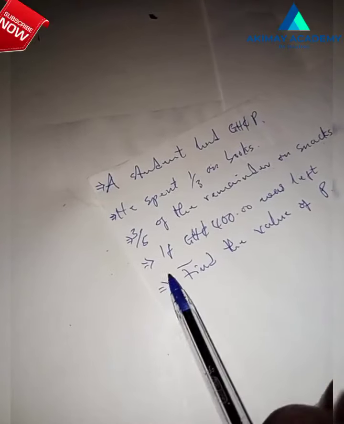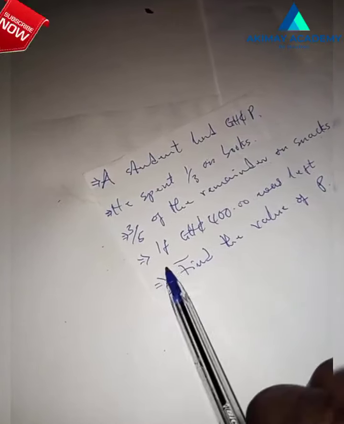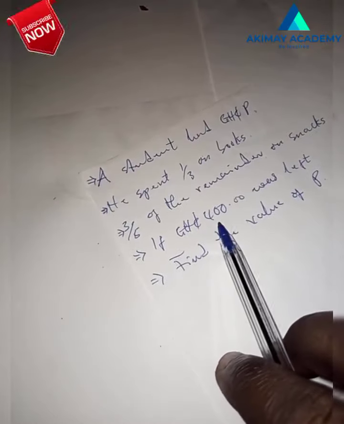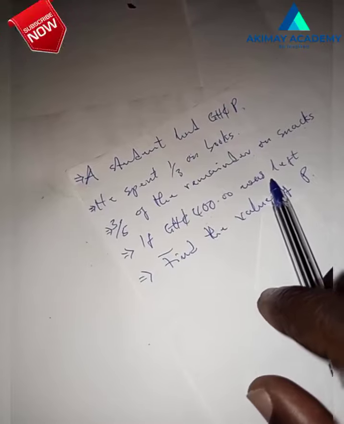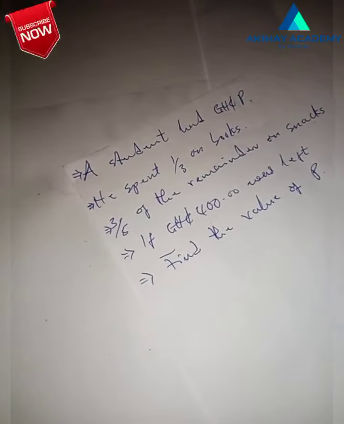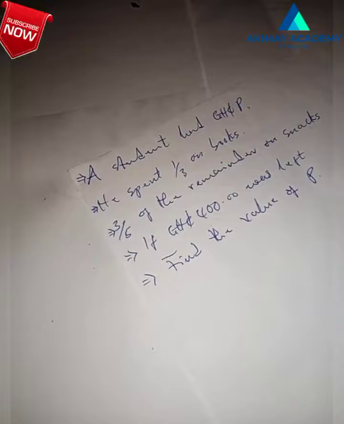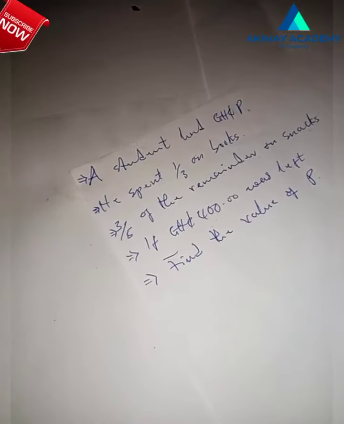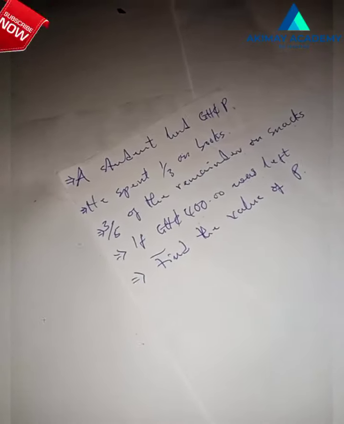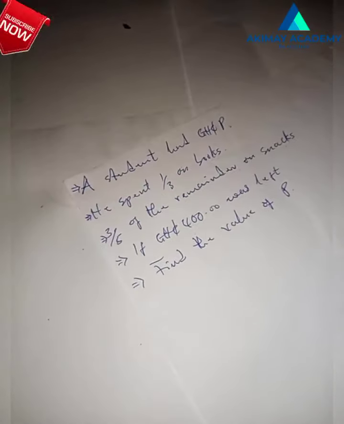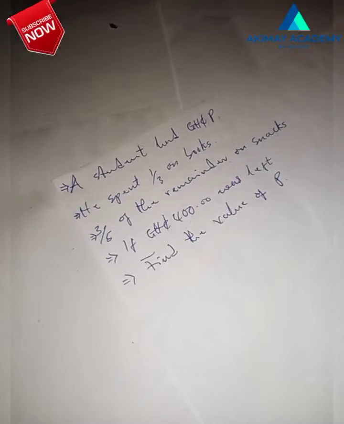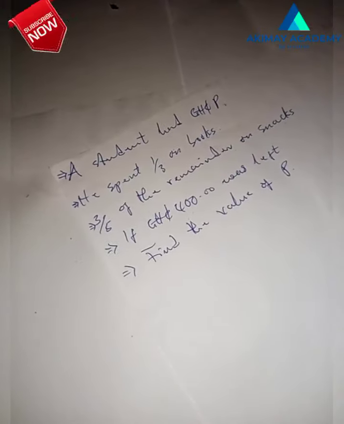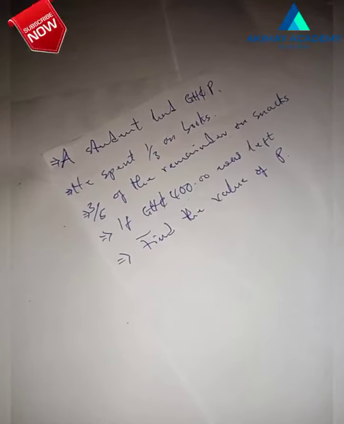Then after spending 3/5 on snacks, the student had 400 CDs left. Now the question is, find the value of P. This is a word problem, and the fractions over here, which have been indicated, represent certain amounts.